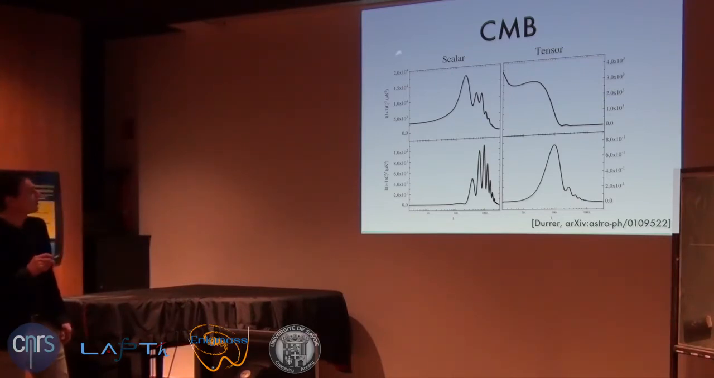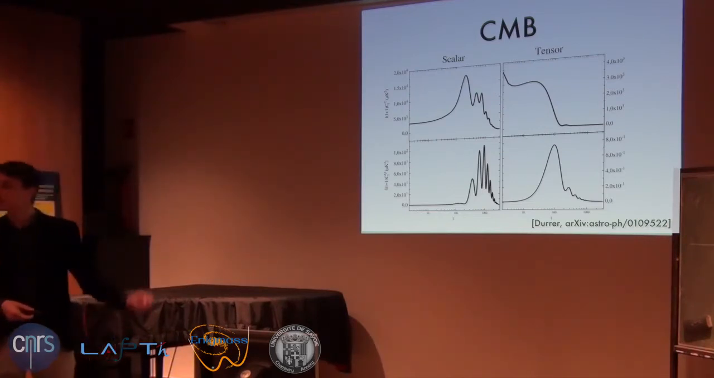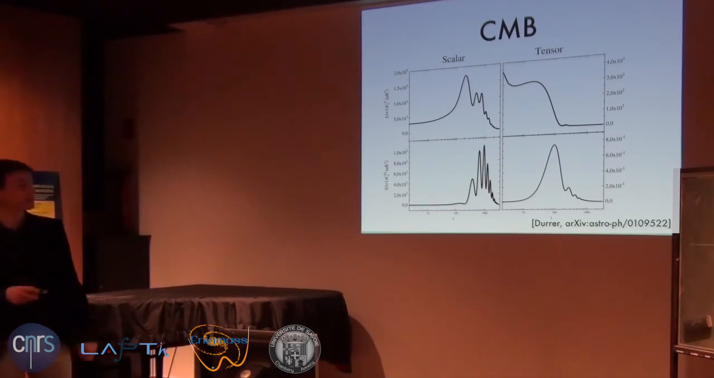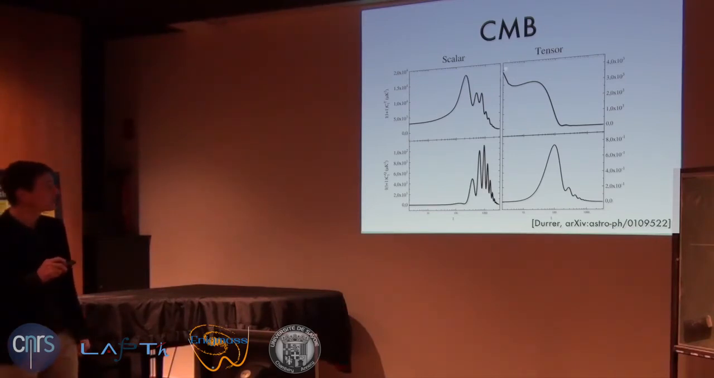So here we have multiple moments C_L as a function of multiple L, and these C_L give us the power in the temperature perturbations, given by the scalar perturbations in this panel here. It turns out that the tensor perturbations also affect just the temperature that we observe in the cosmic microwave background, and they produce an additional spectrum of perturbations in the temperature that follows this shape.